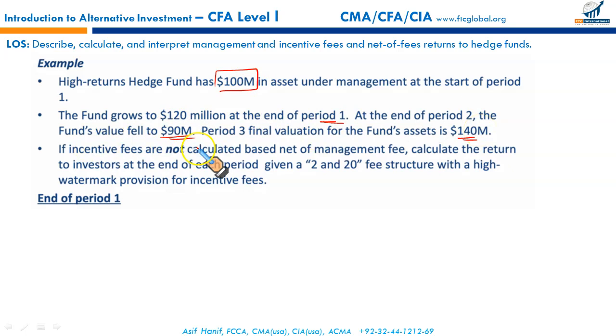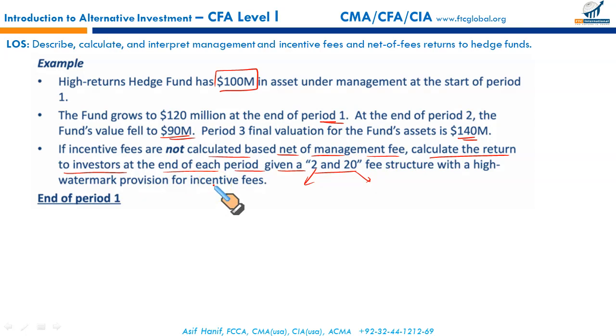If incentive fees are not calculated net of management fee, calculate the return to investors at the end of each period given a 2 and 20 fee structure. That is 2% is the management fee, 20% is the incentive fee with a high watermark provision for incentive fee. Okay, now let's do the simple computations.